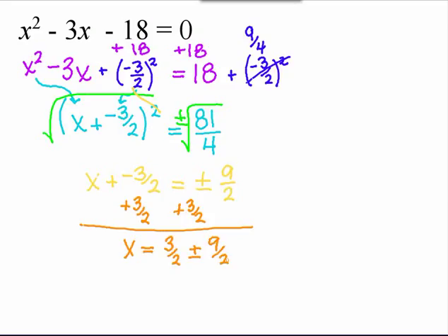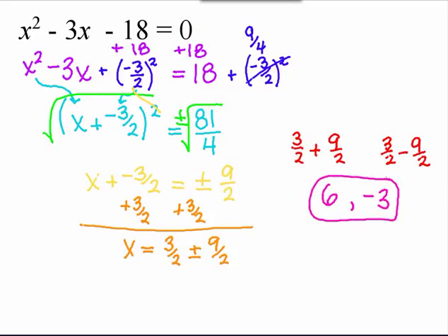So how many solutions will I have here? 2. The first solution is going to be 3 halves plus 9 halves. The next solution will be 3 halves minus 9 halves. So what will 3 halves plus 9 halves be? 12 over 2, which is 6. What's 3 halves minus 9 halves going to be? Negative 6 over 2, which is negative 3. So those are your 2 solutions. Okay? Questions?